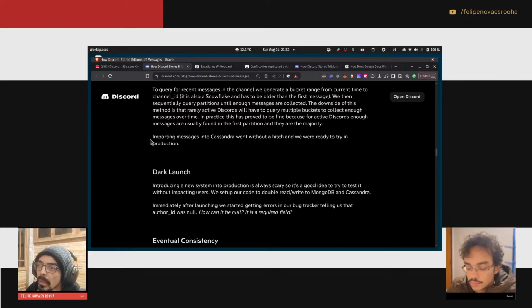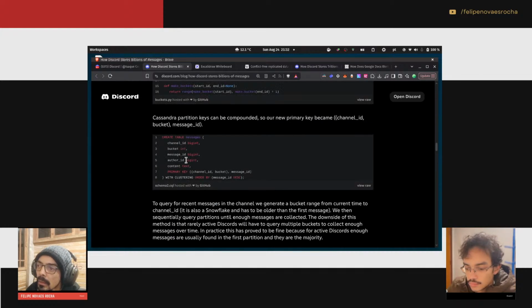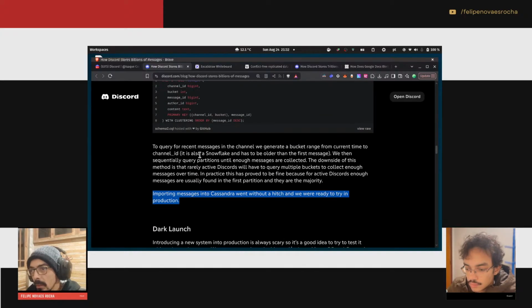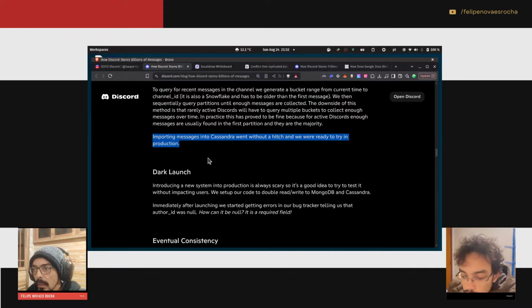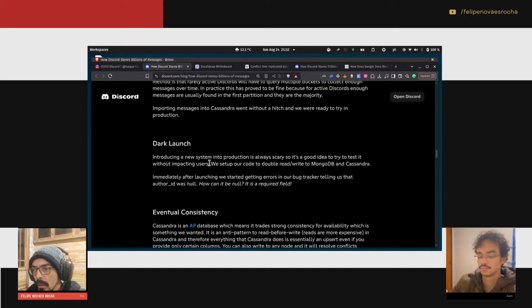If I remember correctly, here they said how they imported all the messages from MongoDB to Cassandra, right? Yes. And now the dark launch is, I don't know what it is, we're gonna discover now. So introducing a new system into production is always scary. So it's a good idea to try to test it without impacting users. We set up our code to double read and write to MongoDB and Cassandra.